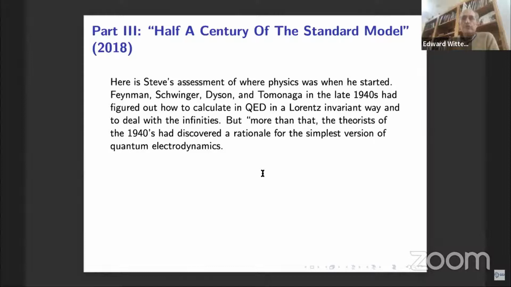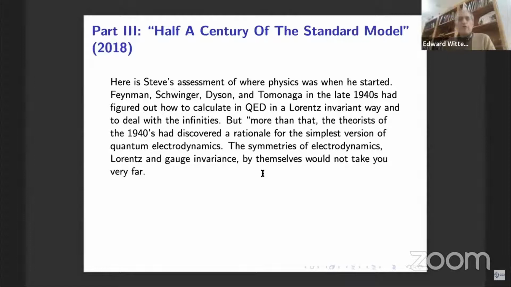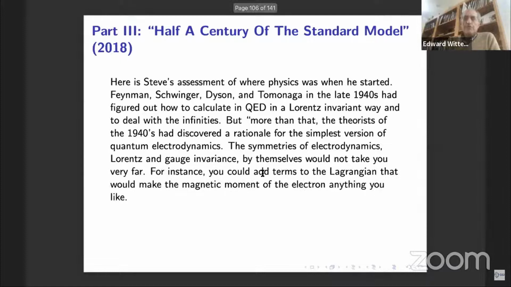The symmetries of electrodynamics, Lorentz and gauge invariance, by themselves would not take you very far. For instance, you could add terms to the Lagrangian that would make the magnetic moment of the electron anything you like. But then renormalization would not work.